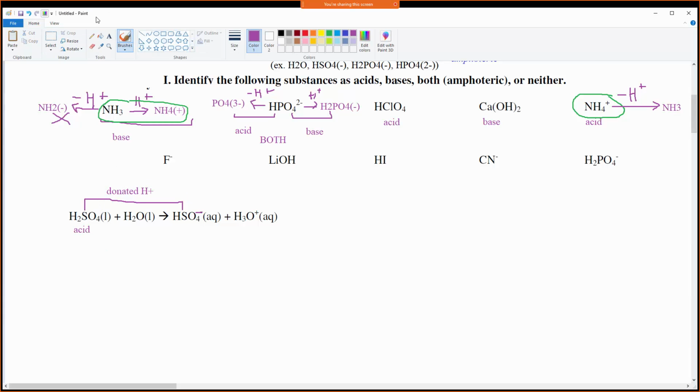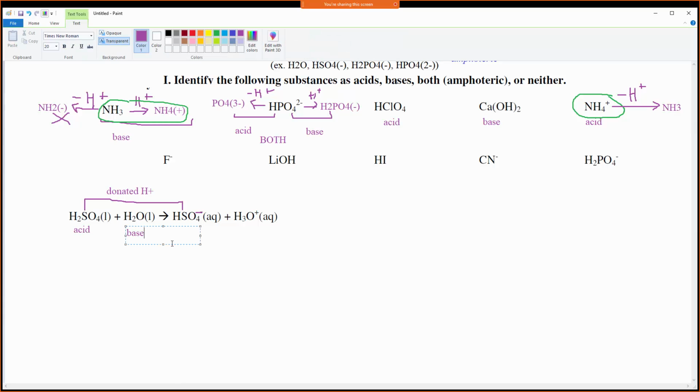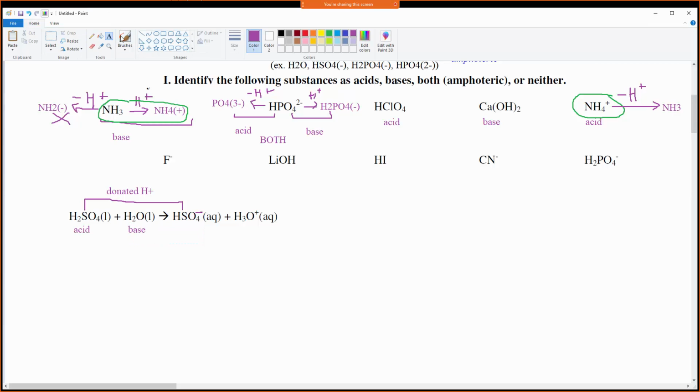And if the H2SO4 is the acid, that means that the H2O in this case must have been the base. So let's have a look at this and say, to be a base, you have to accept the H plus, which means I could expect that this is going to have an extra hydrogen and an extra positive charge. Does it have an extra hydrogen and an extra positive charge? Yes, it does, right? So you can tell that this was the acid because it lost an H plus, and this was the base because it gained an H plus.